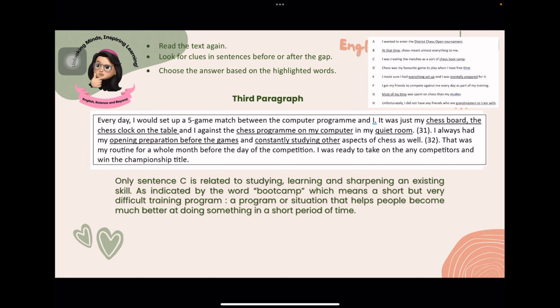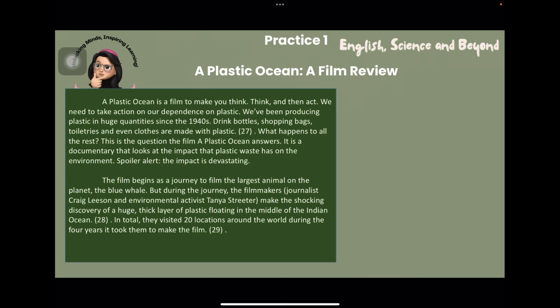"I was treating the matches as sort of a chess bootcamp." What do we mean by the word bootcamp? Bootcamp means a short but very difficult training program, which tells us that this person is trying so hard to be proficient at a skill. It is a program or situation that helps people become much better at doing something in a short period of time. Hence, the sentence for gap 32 is sentence C: "I was treating the matches as a sort of chess bootcamp." Let's look at the first practice.